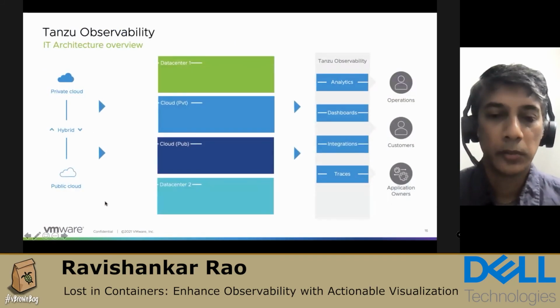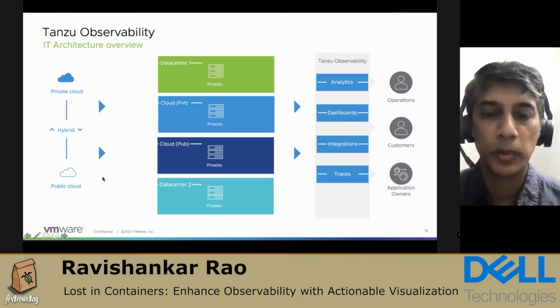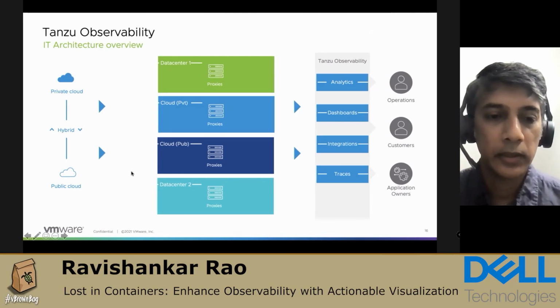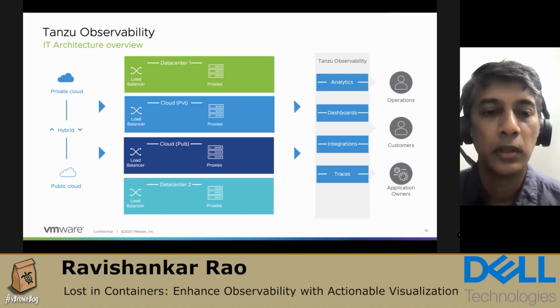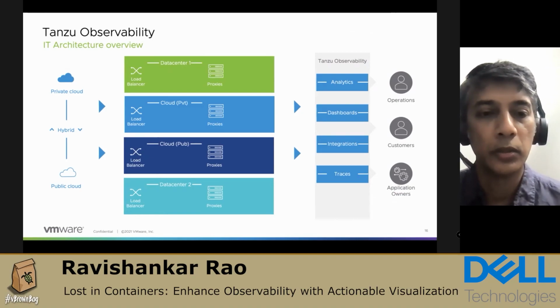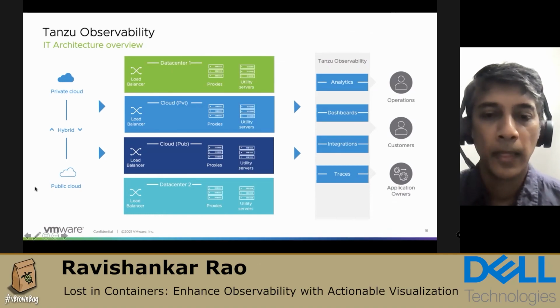Since we are almost at the end of the session, I'd just like to highlight how we've implemented Tanzu Observability. We have it segregated by the location. So we have proxies at the different locations and a load balancer sitting on top. So the metrics get sent to the load balancer. From there, it goes to the proxies.